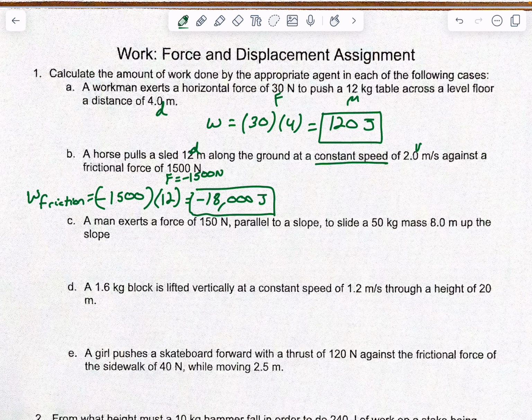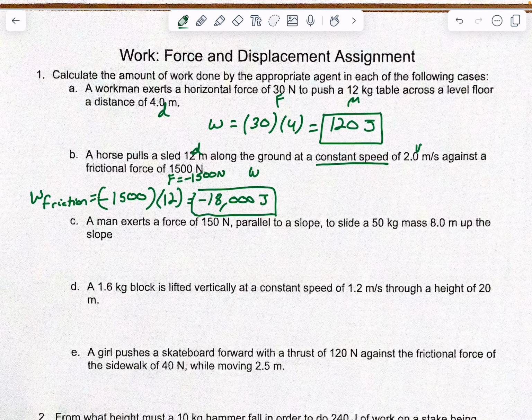If I asked for how much work the horse was doing, constant speed means the horse is applying the exact same amount of work, just the opposite way. So the work of the horse would be a positive 18,000 joules. So that would be the work done by the horse.